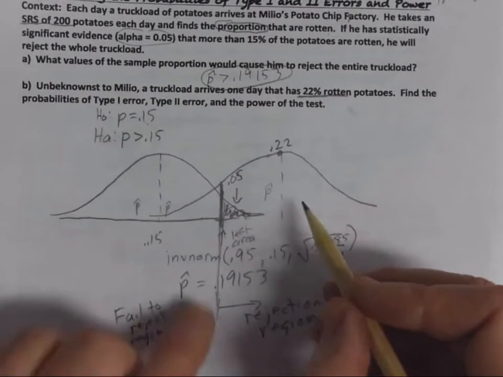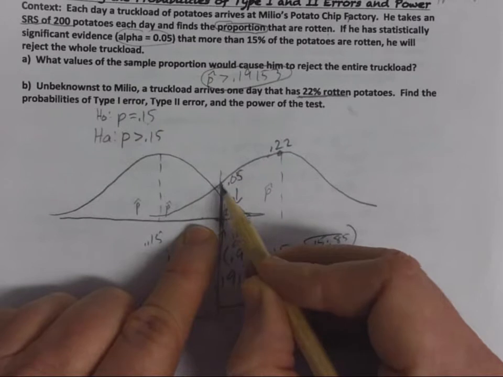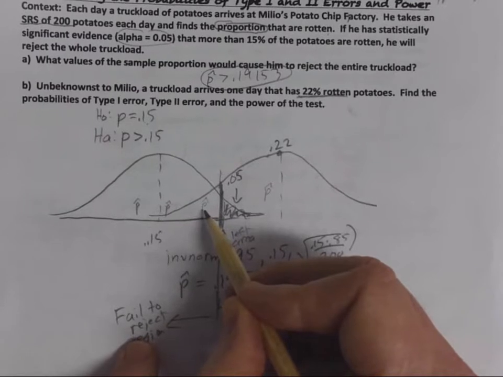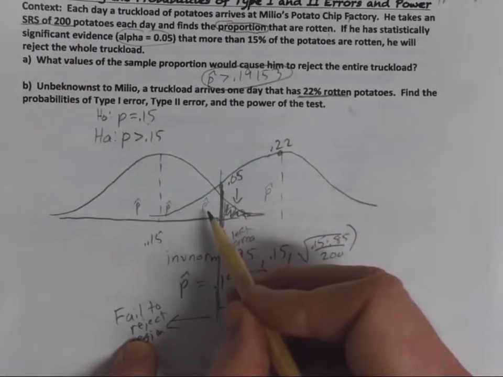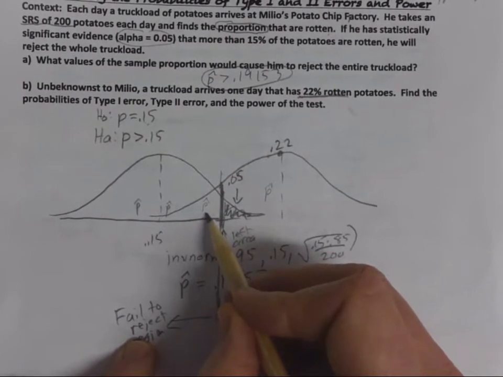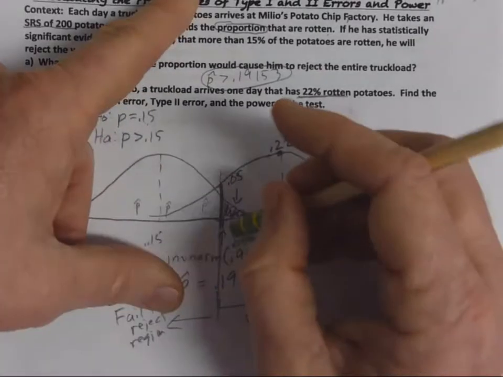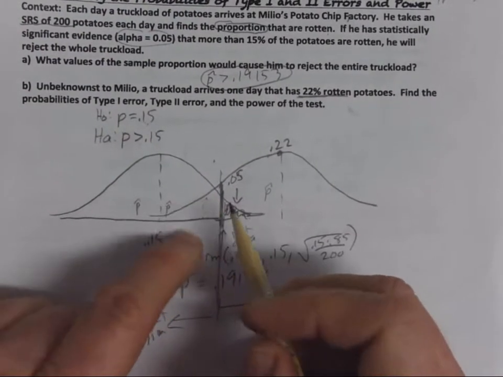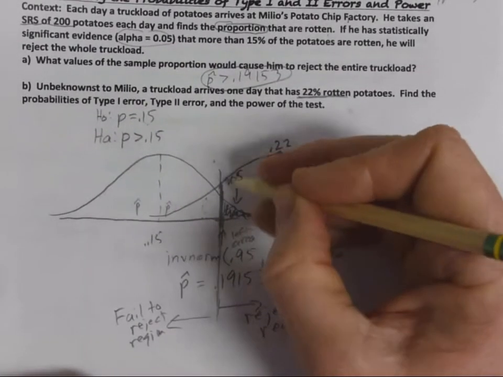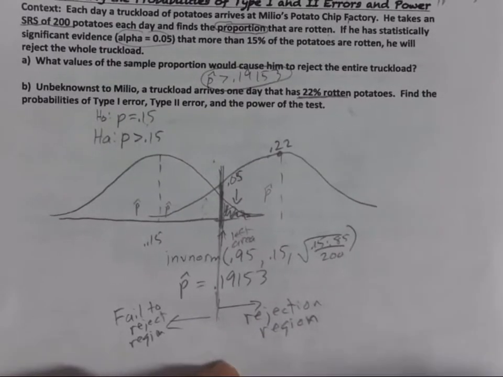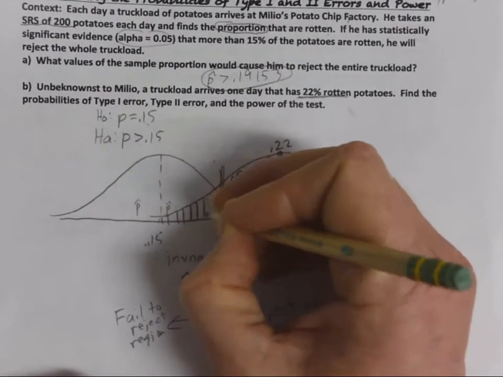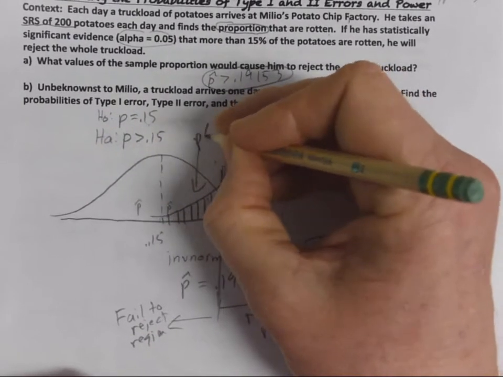But the problem is the overlap here. What happens if he got, from this curve, a p-hat over here? That falls in his fail to reject region. Let's say just by chance with this bad truckload, he gets like 18% rotten ones. The problem is he would fail to reject a bad truckload, and that is type 2 error. Another way of thinking about it, it's the overlap of the two curves, centered around my reject and my fail to reject region. So this area here, which I'll make a little striped area, represents the probability of type 2 error.